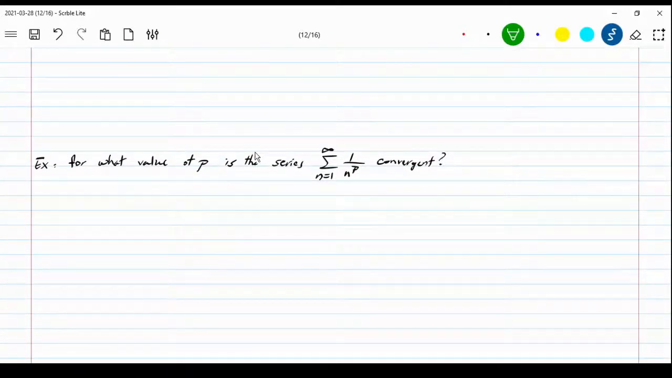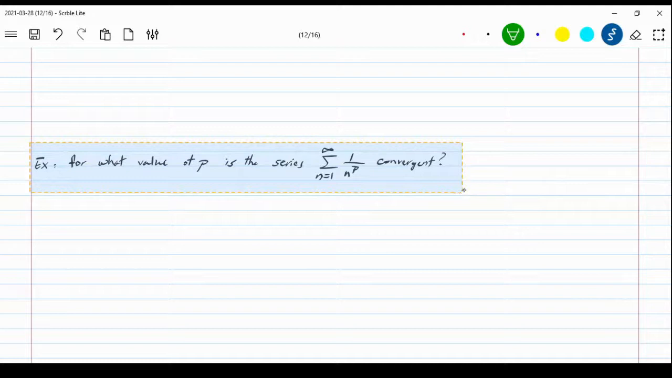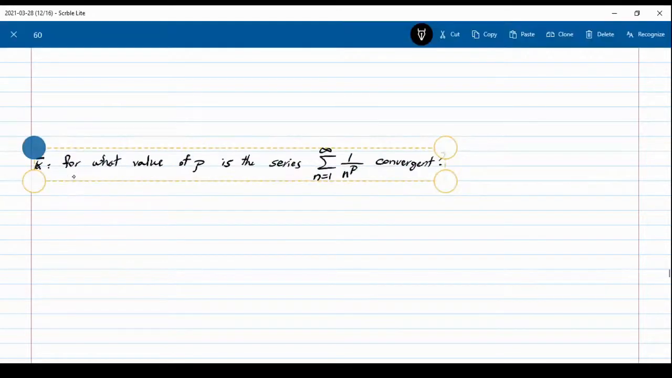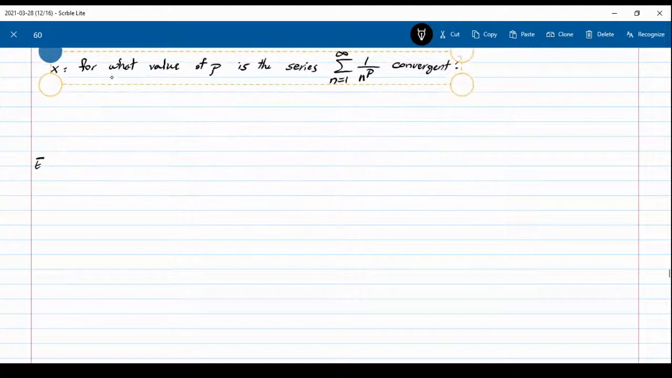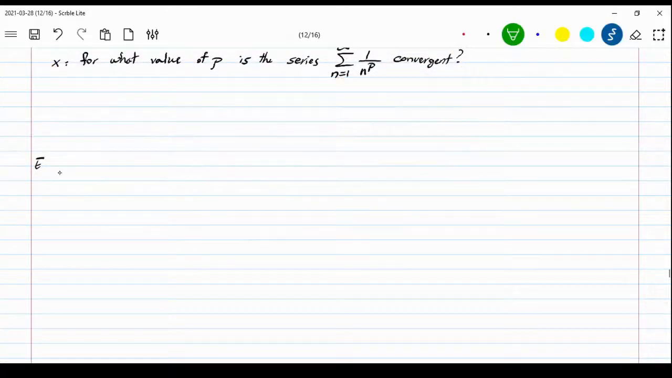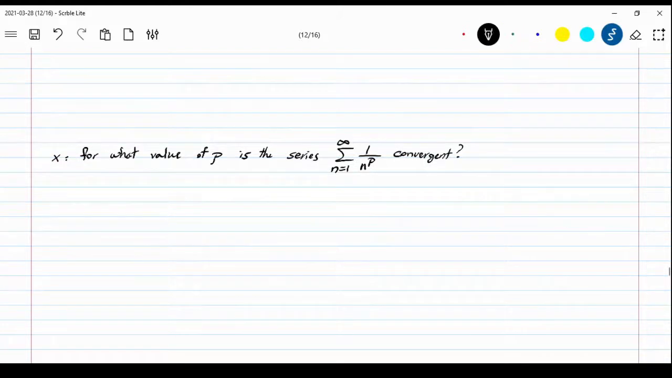Okay, another example. This is one of the important examples actually, because we would use this later on. For what p-values is this series convergent? Let me shift this up a bit. So the question is, for what p-values is this series convergent, and let's think first about p negative.